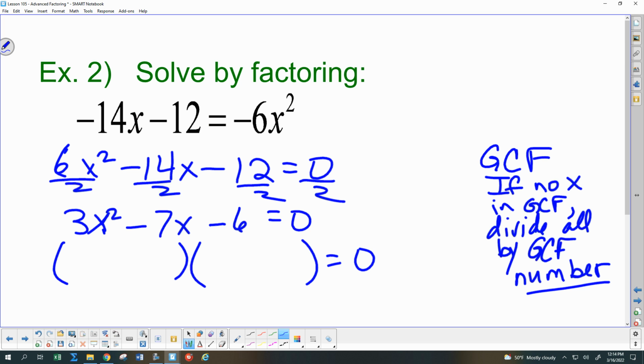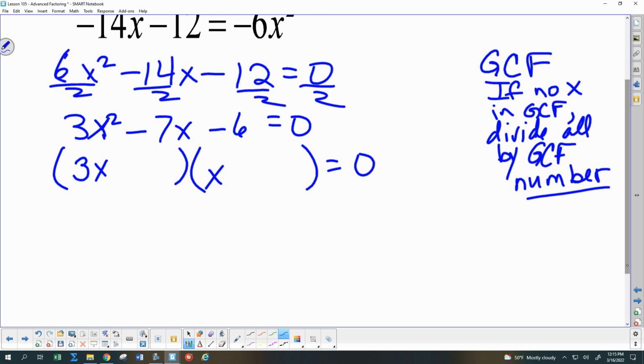What would I have to have if I wanted to get 3x squared? There's only one possibility. What would give me 3x squared? Abby. 3x and x. Doesn't matter which parentheses I do first. Okay, what are my choices to get a 6? I'll worry about the minus sign in a minute. What things multiply to be 6? Start giving me some choices.